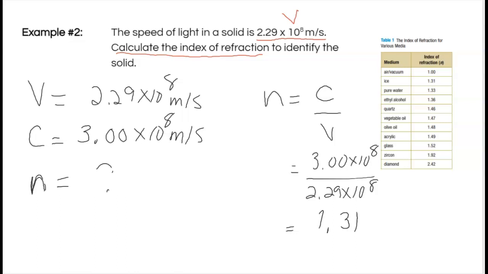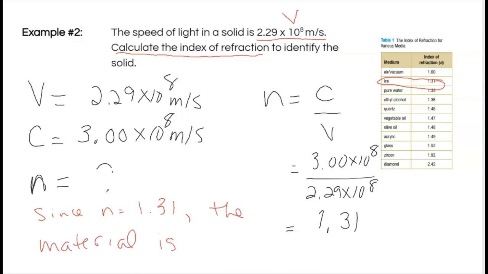And so then what I'm going to do is I'm going to look at my handy dandy table and I'm going to look for 1.31. Well, here is 1.31. So that allows me to make the final statement that since n is equal to 1.31, the material is ice.